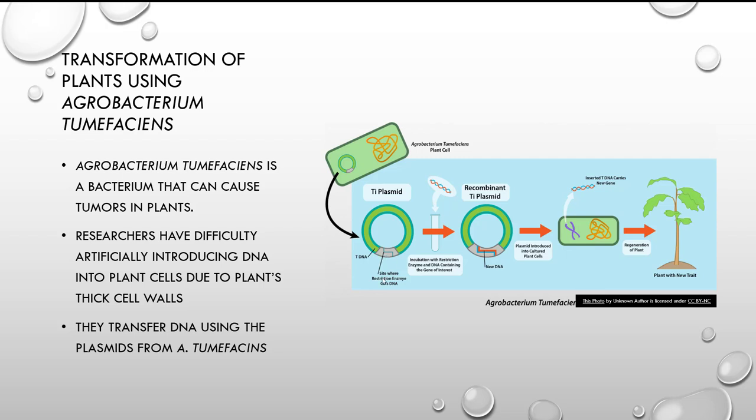So if we're trying to grow golden rice, for example, we can insert the daffodil gene that enhances the production of beta carotene into the plasmid of the Agrobacterium tumefaciens, and then we insert that plasmid back into the bacterium, and then that gets introduced into the plant, and then the plant starts to produce the beta carotene, and then we get golden rice.